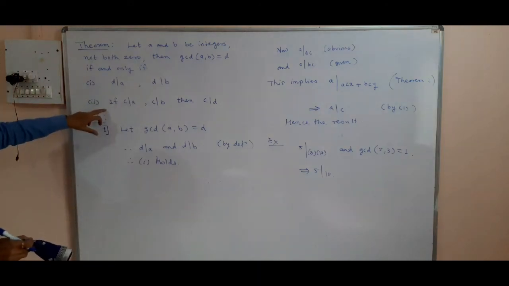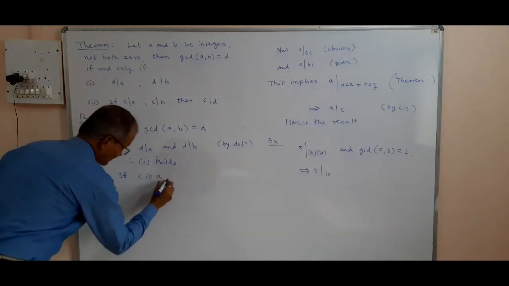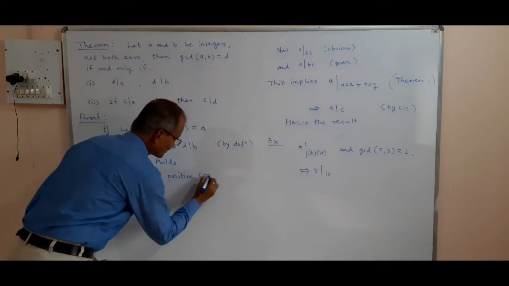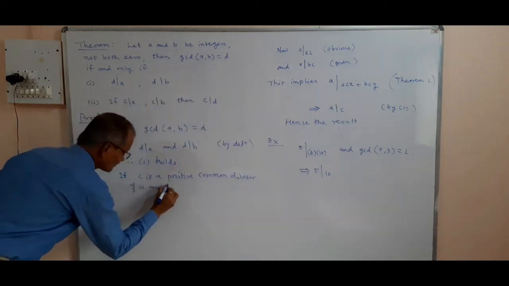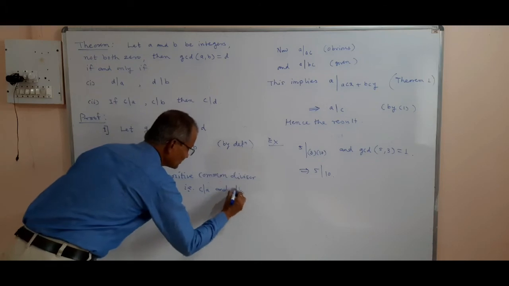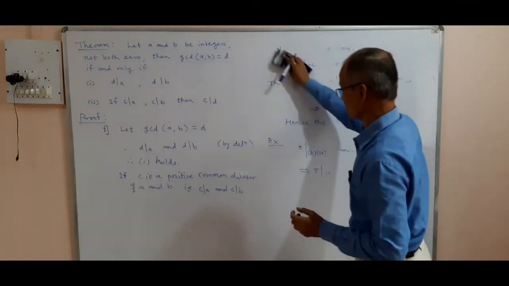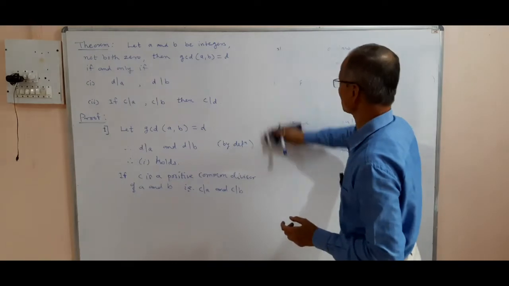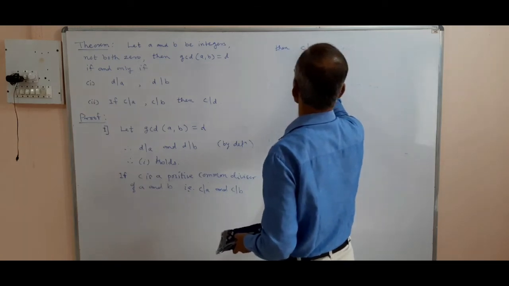Now what about the second? See, D is the GCD of A and B. If C is a positive common divisor of A and B, that is, C divides A and C divides B, then we have to show that C divides D. Then you may say C will divide the linear combination of A and B. So this implies C divides AX plus BY.